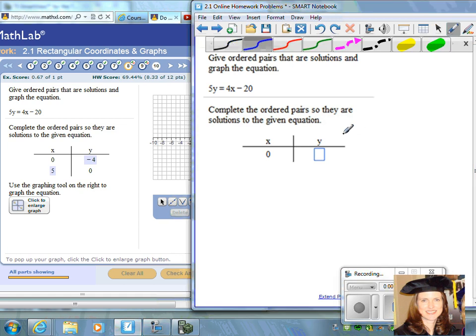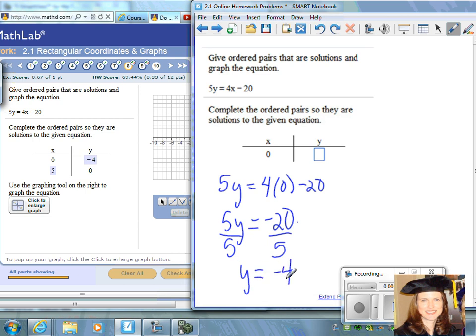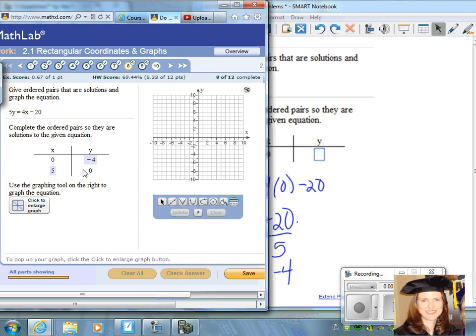We plug 0 into the original equation for x. 5y equals 4x minus 20. Instead of x, we're going to replace it with a 0. Simplify this. We get 5y equals, we know 4 times 0 is 0, 0 minus 20 is negative 20. Divide by 5. So we get y is equal to negative 4. You plug that in, which I've already done, into the space provided.